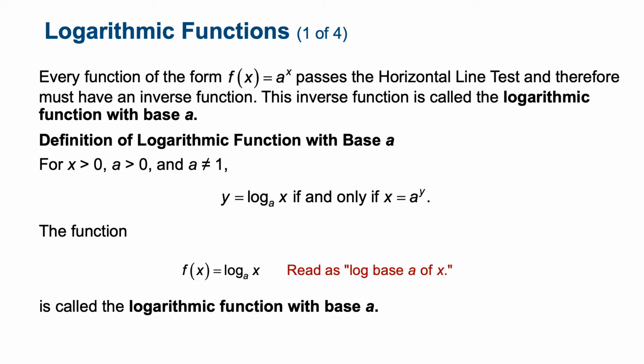So basically, for x positive and a positive and a not equal to 1, the logarithmic function is defined as y equals log base a of x if and only if x equals a to the y power. So what does that mean? That means if you have an exponential function, notice that the logarithm is the exponent. So y is the logarithm. You can read this: f of x equals log base a of x. It's called the logarithmic function with base a.